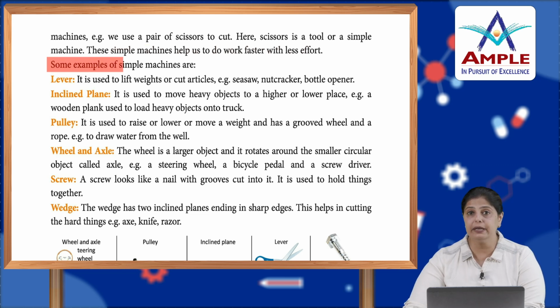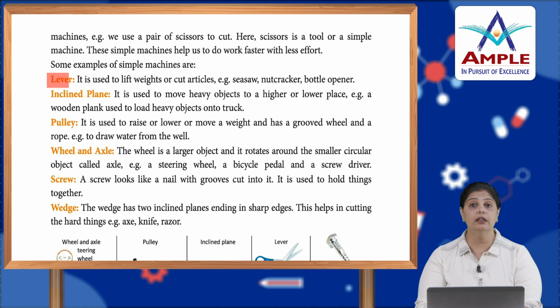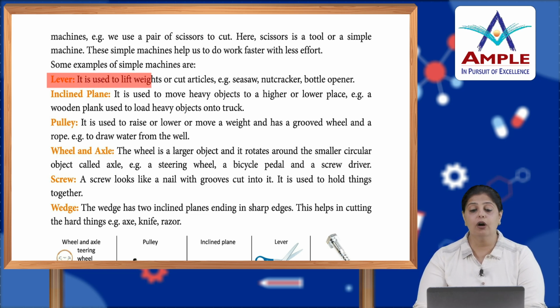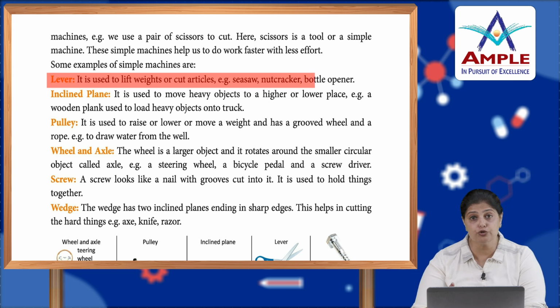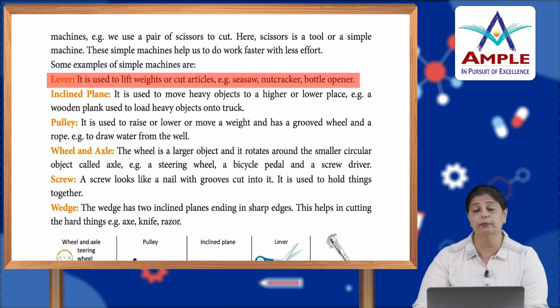So, some examples of simple machines are lever. It is used to lift weights or cut articles, like seesaw, nutcracker. A nutcracker is a tool which is used to crack nuts. Then there is a bottle opener, when you buy a soft drink which does not have the other cap but has a metal cap on it. You see that you have to open it with a bottle opener. So that's a lever.